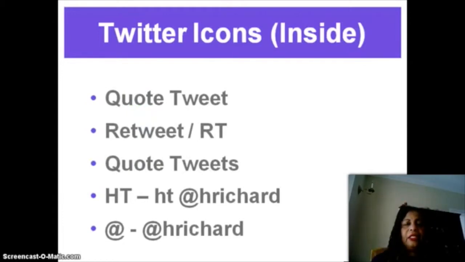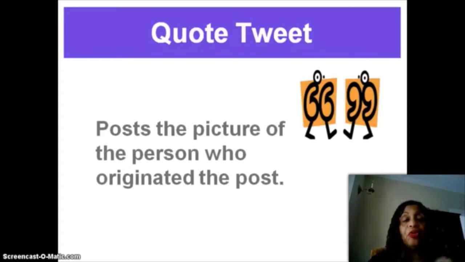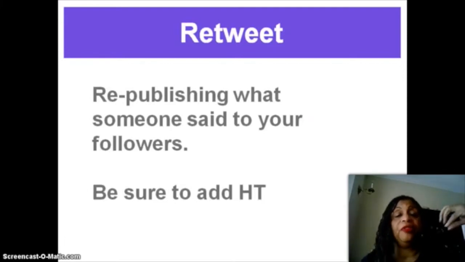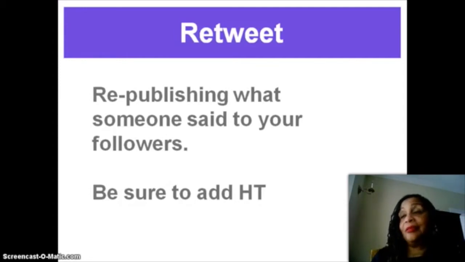Twitter icons inside are to quote tweet, or to retweet with HT, which really means that you're re-saying what someone else already said. And then the @HRichard, the @ sign, goes directly to that person so they can see what you said. The quote tweet posts a picture of the person who originated the post, so you aren't taking credit for it. When you retweet something, you're republishing what someone said to your followers, and your picture will be there, but be sure to add the HT because it's not something that you said. I think I made a little faux pas about that the first couple of times.